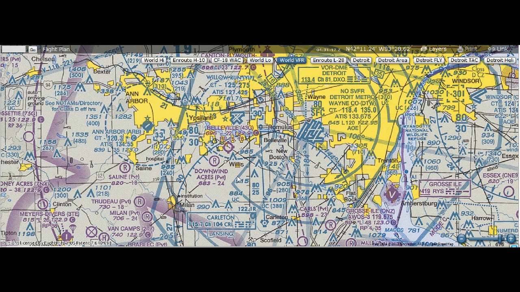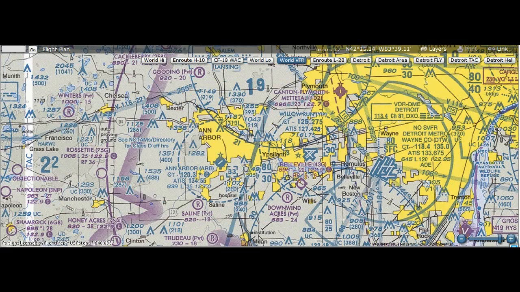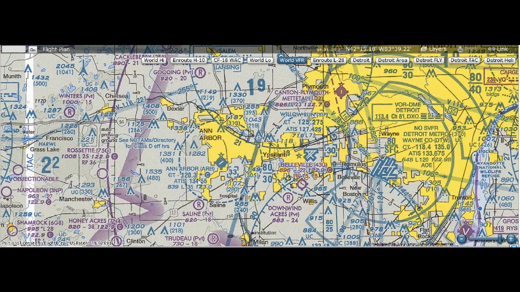Finally, the last thing you might want to know about Class D airspace is that in order to get in there, the only thing you need is two-way radio communication. So if you want to go into any Class D airspace, two-way radio communication is all you need.